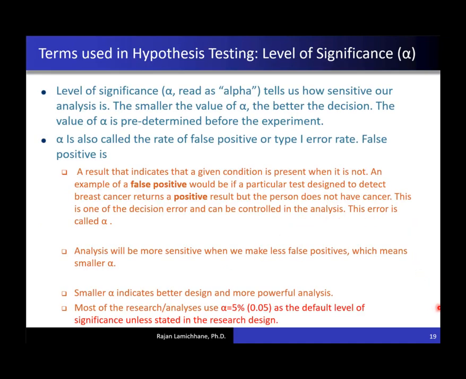Now, in hypothesis testing, you always need to have some level of significance because hypothesis testing is based on the false positive rate. And your analysis is more sensitive or more precise when you have less false positive, meaning less alpha. In general, we consider alpha to be 5%. If you have alpha smaller than 5%, it means you have a more powerful analysis. And if it's not given, by default we consider 5% as the level of significance in most research designs.